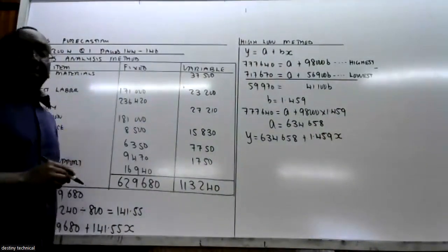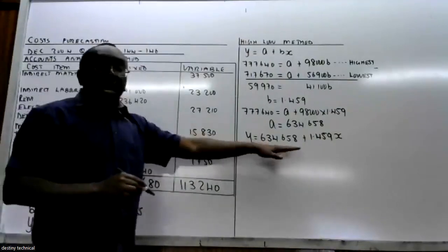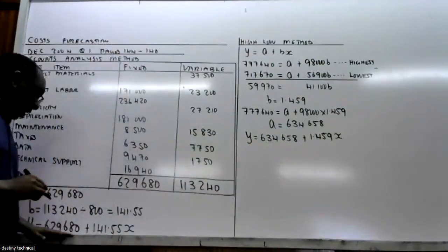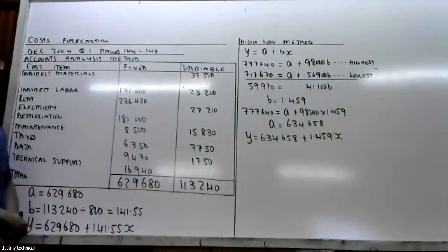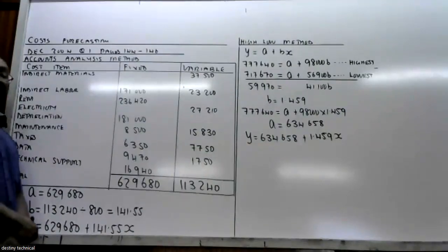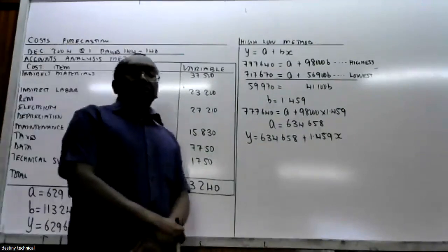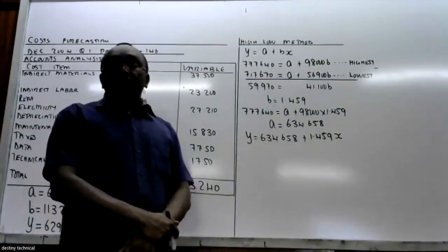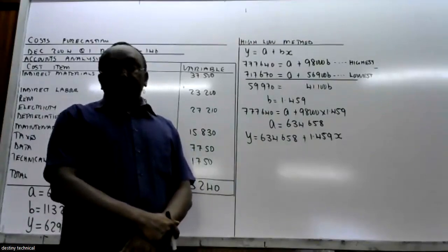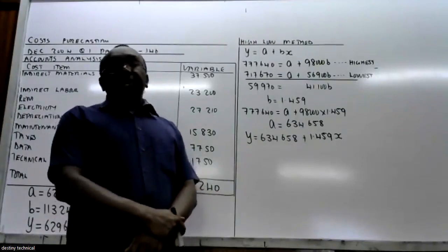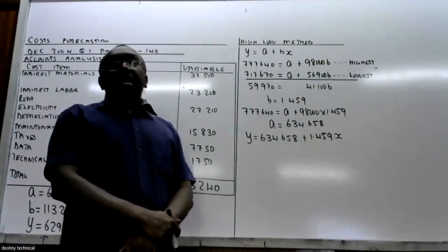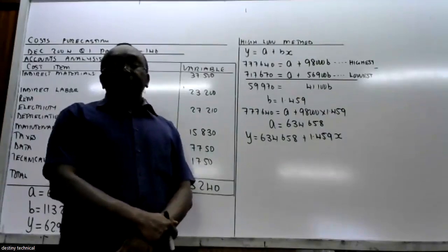And if you look at this function here, and the one we got here in account analysis, are they the same? No, they are not. Good. The reason is the methods are different. And there is no method you can say is very good or very bad. It all depends on who is using it and what they want to achieve. That's why you find different companies charge different prices for the same product.